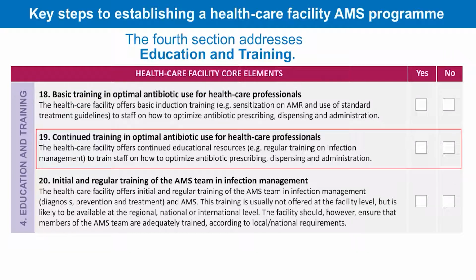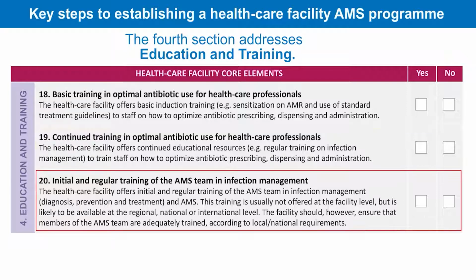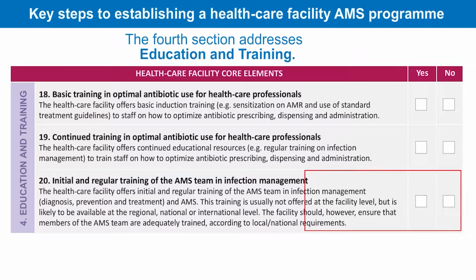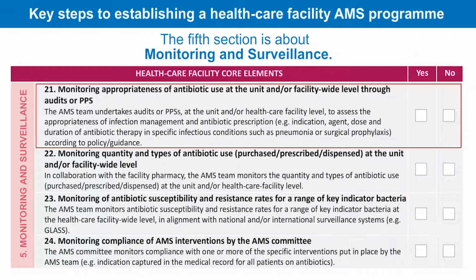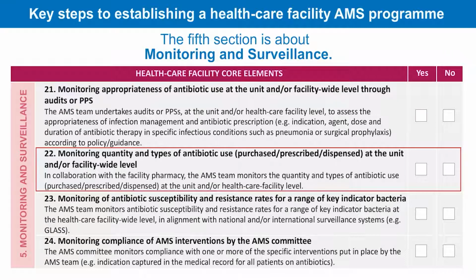19. Continued training on optimal antibiotic use is being provided to healthcare professionals. 20. The facility offers initial and regular training of the AMS team in infection management and AMS. The fifth section is about monitoring and surveillance. This includes the following. 21. The AMS team monitors the appropriateness of antibiotic use at the unit and/or facility-wide level through audits or point prevalence surveys. 22. Monitoring the quantity and types of antibiotic use at the unit and/or facility-wide level takes place.